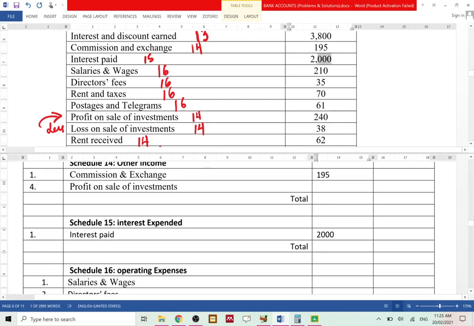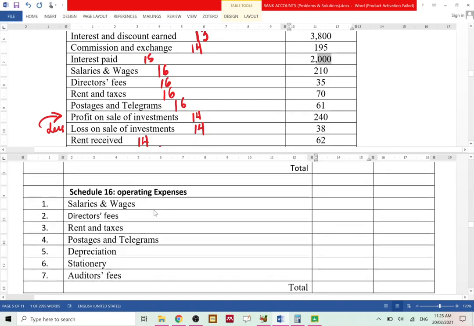Next, salaries and wages, directors fees, rent, taxes, postage, telegrams. All 4 items go under your operating expenses. I've already added them here. We will write the amounts now. So salaries and wages is 210. Then you have directors fees which is 35. You have rent and taxes which is 70 and postage and telegram which is 61.